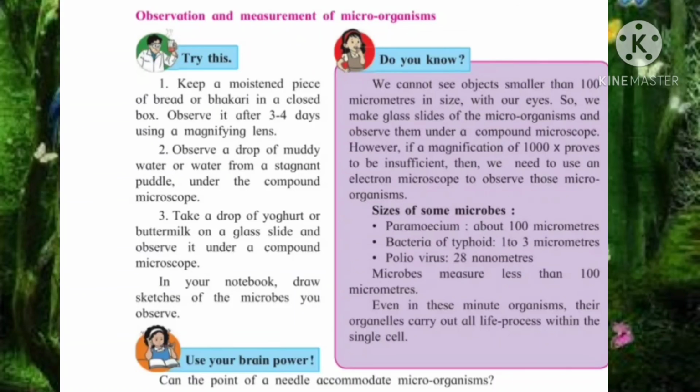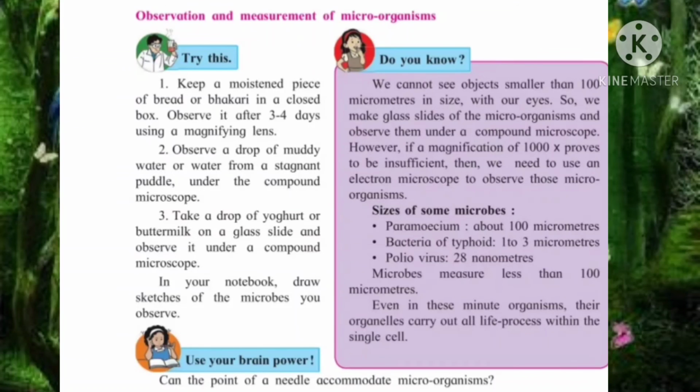Even in these minute organisms, their organelles carry out all life processes within a single cell. Though their size is very, very small, all their life processes, whether growth, digestion, excretion or development, occur within this very minute cell. Imagine how all their life processes occur within a very minute cell. Very interesting.